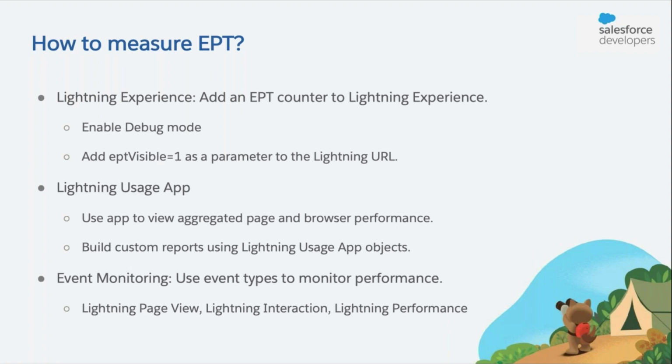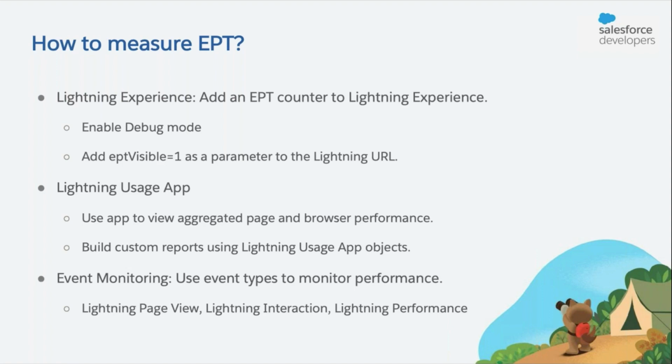There is another way in which you can do it, which is to add the parameter EPT visible equal to 1 to the Lightning URL. And primarily, our recommendation is to do this instead of enabling debug mode. Because as you know, if you enable debug mode, the Lightning framework code is not minified, and then you get more detailed error logs. It's actually a warning that you get when enabling debug mode that says performance is degraded. So measuring EPT with debug mode enabled is not recommended. So always disable debug mode and add this parameter to the Lightning URL so that you get the counter. I'm going to show you in a quick demo, but that's one of the ways.